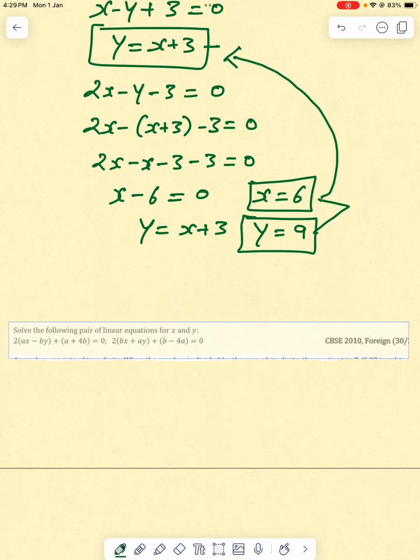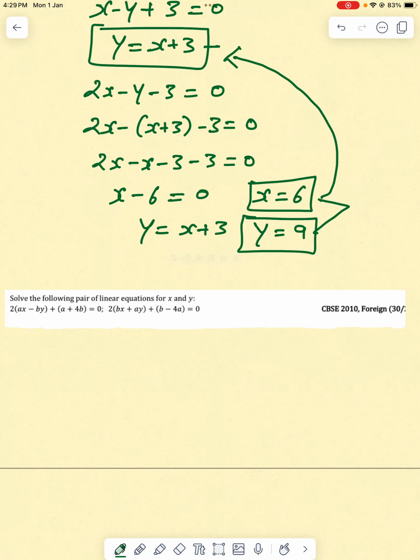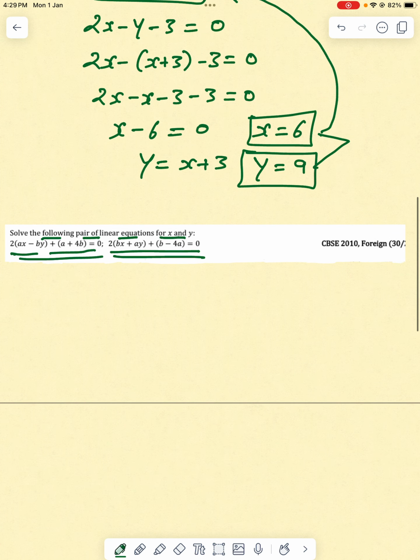Now our second question is: solve the following pair of linear equations and find the values of x and y. We are given two equations, and we have to find the values of x and y. We have seen that the given equations have coefficients in terms of a and b, so the result will also come in terms of a and b. It means the values of x and y will be in terms of a and b.